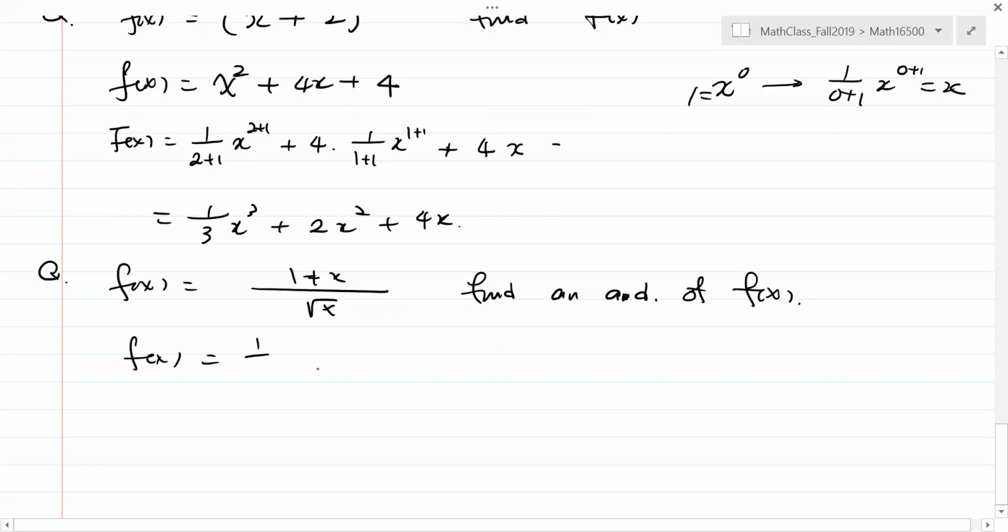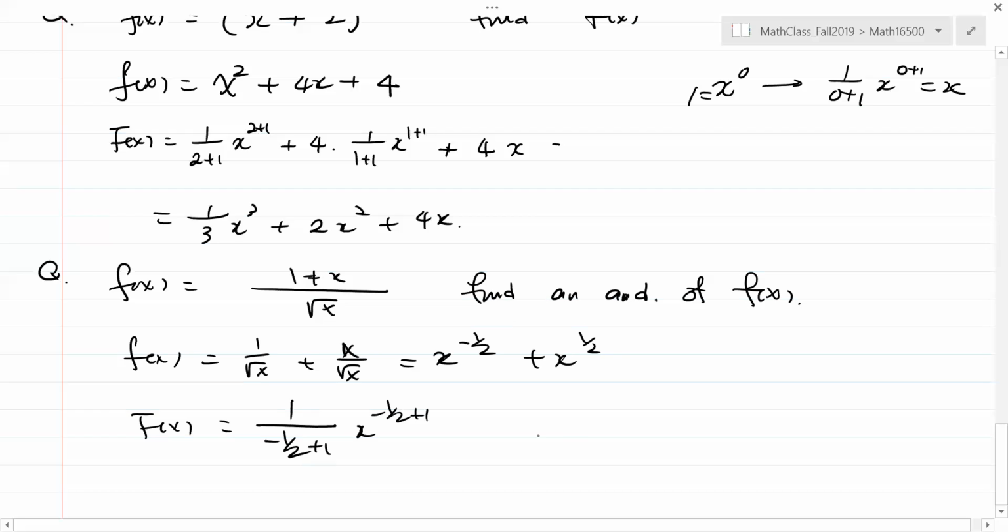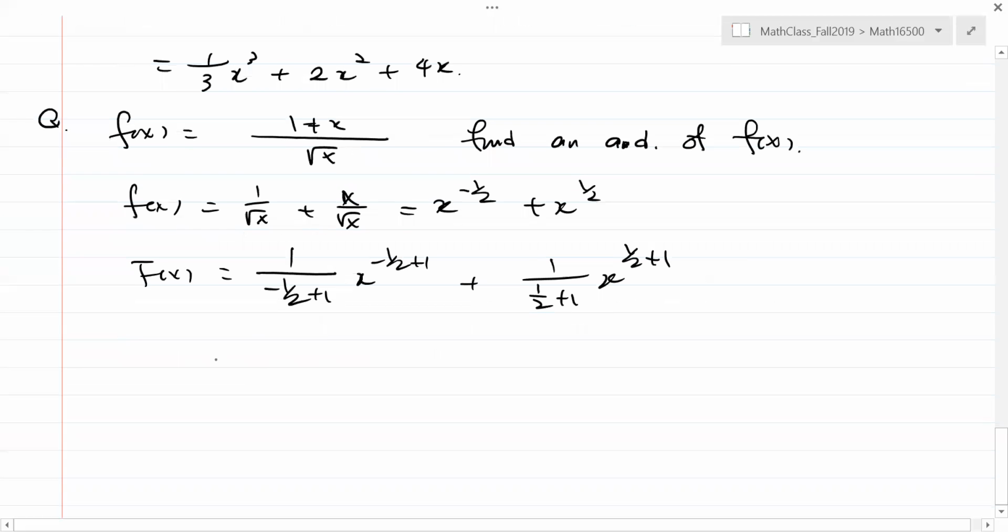It's 1 over square root x plus x over square root x, which is x to the negative 1/2 plus x to the 1/2. The sum of power functions. Then you can find an antiderivative because you can find antiderivatives of each of them. Simplified, you get 2x to the 1/2 plus 2/3 x to the 3/2. So that's it. When you double check, when you differentiate, you do get the original function back.